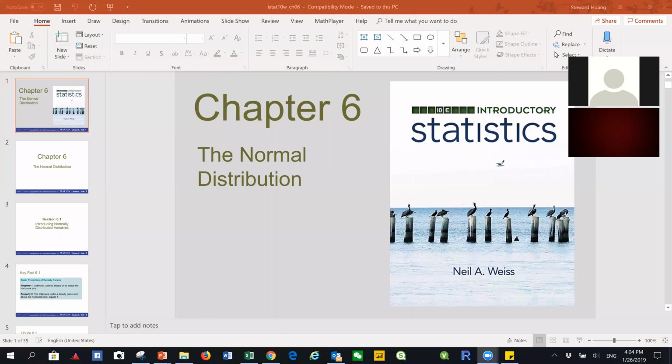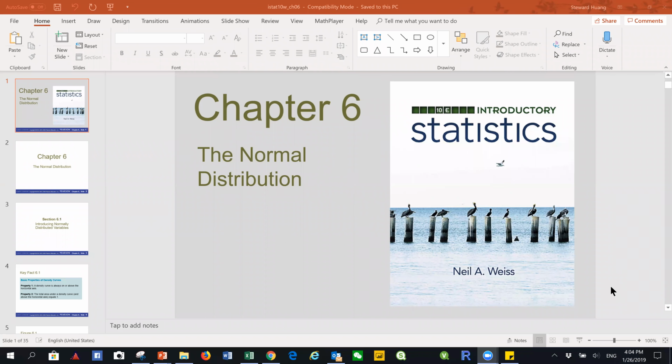I still cannot see it. Let me see. Why? Oh, I didn't hit share. Okay. How about now? Yep, I can see it. Okay, good.